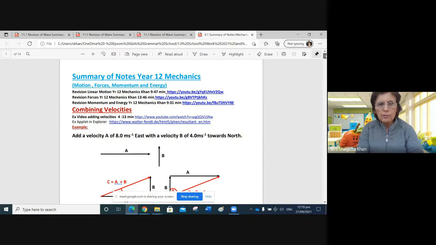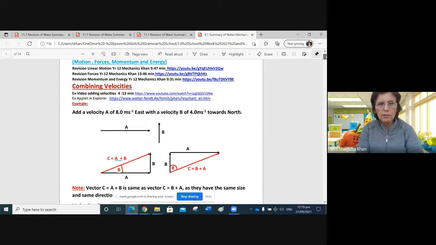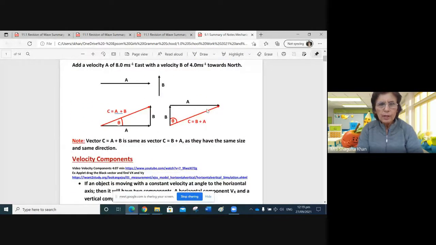Okay, so first of all, we will look at how to combine velocities. A question could be that a plane might be flying in this direction with a certain velocity, and wind might be blowing in that direction, and you might be asked to calculate the actual or true velocity. So how we do it is we draw velocity A, add velocity B to that, and then from the tail of the first to the head of the second, that will be the resultant velocity. You can draw B and then A first. It will give you the same answer, same size and same direction.